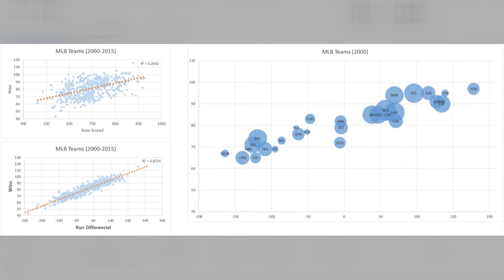The graph to the right is identical to the graphs on the left, except there is no average line to depict which values are above or below average. The graph on the right represents MLB teams' run differential on the x-axis and wins on the y-axis. Again, the relationship between the two axes is one-to-one.